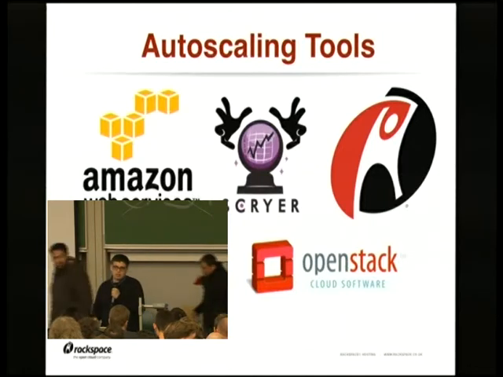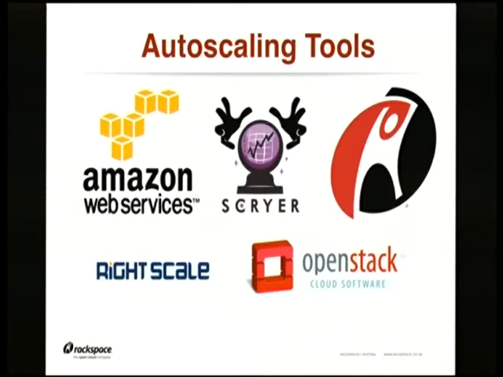Of course, Amazon, being the biggest cloud provider in the world, has a solution for that. There's RightScale, OpenStack has one as well, and we do at Rackspace. And there's another one from Netflix called Scryer, which is quite interesting. I'll talk about this at the end.